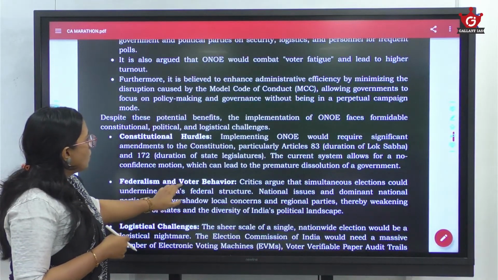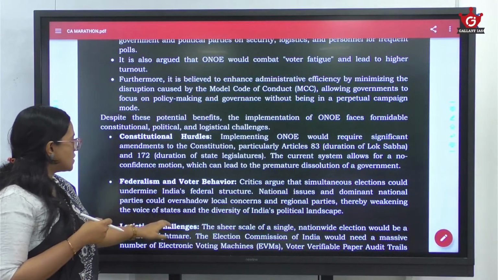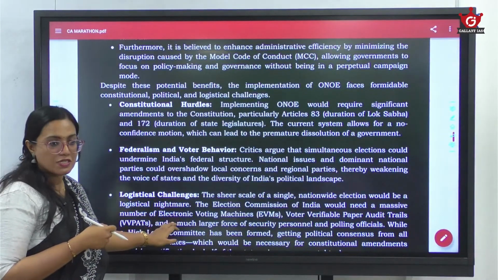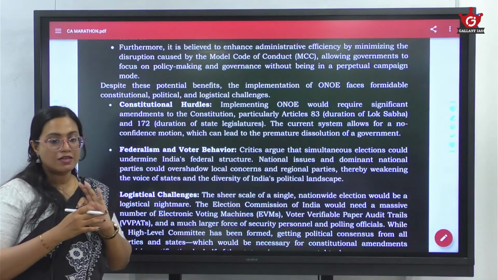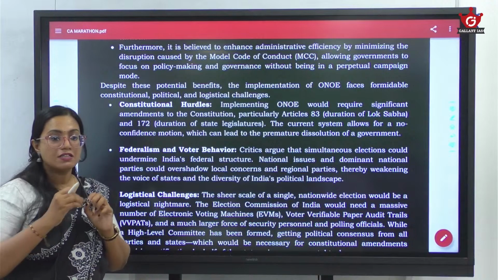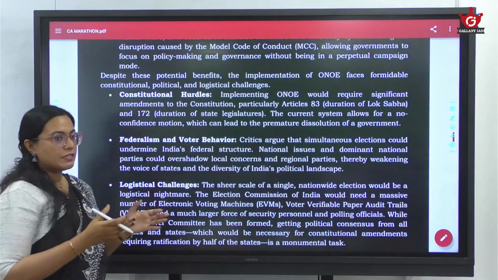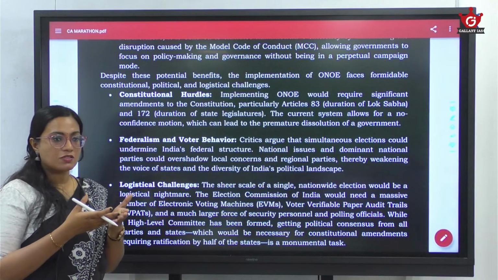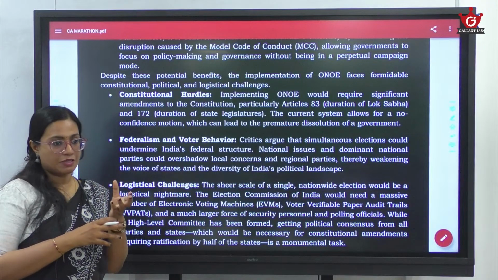Now, what are the challenges? Mainly it has three challenges. One is constitutional hurdles, federalism and voter behavior, logistic challenges. So, I have divided the challenges under these three broad categories. You can also make it as different points. But it's always better to accumulate the points. It's always better to merge 2 or 3 points under a major subheading.